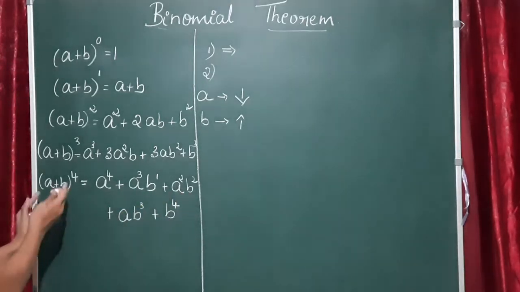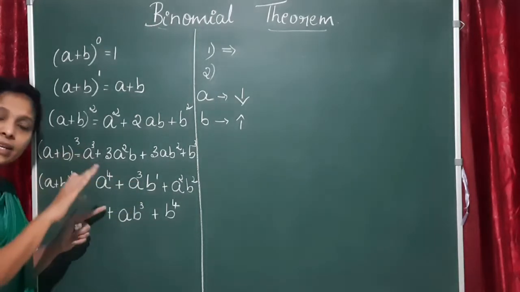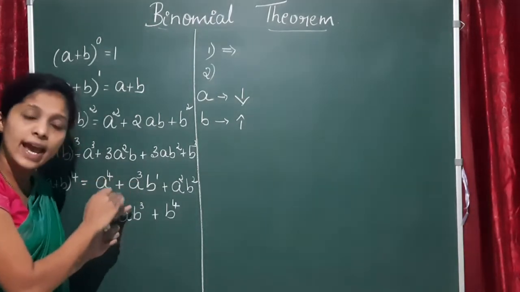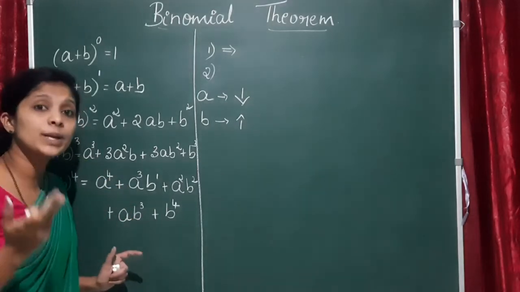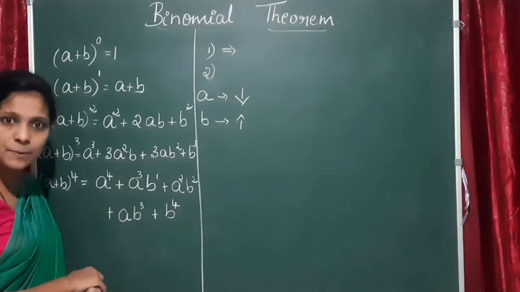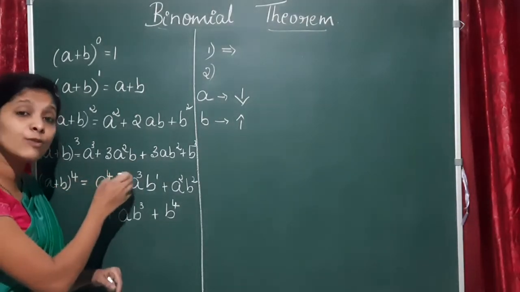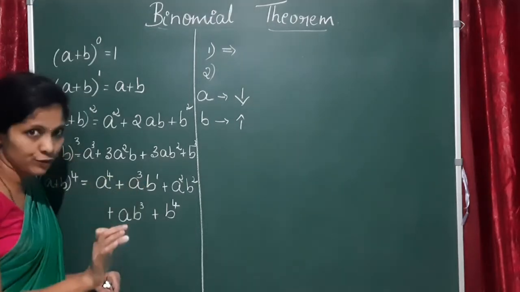Right? Is it correct? The expansion of this one, is it equal to this one? The powers, decreasing a and increasing b, are correct. But what about their coefficients? We have not written the coefficients. Here coefficients will be there. Right? So, by this one, we can write the powers of a and b, but not the coefficients.